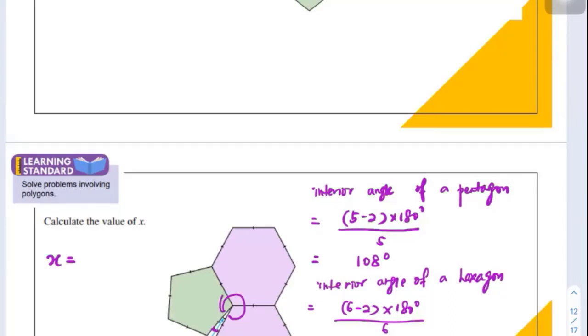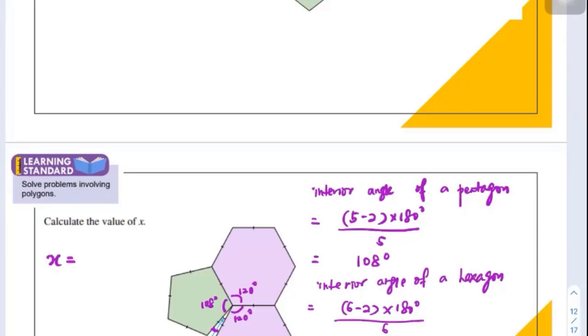So one whole turn is 360. Now, because we already found the interior angles of the hexagon and the pentagon, what's the degree inside this one? 108. So I will label it, you can label it too. And this is also 120. This is 120. So how to determine the x?